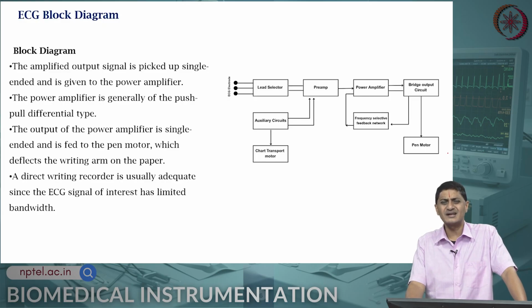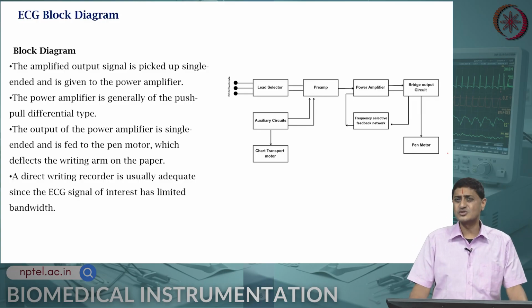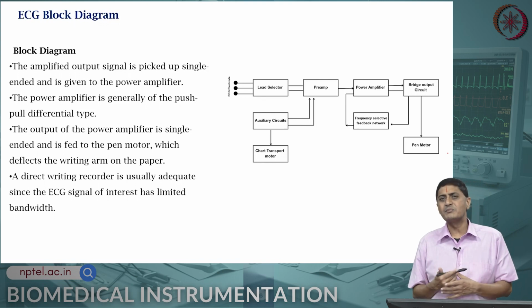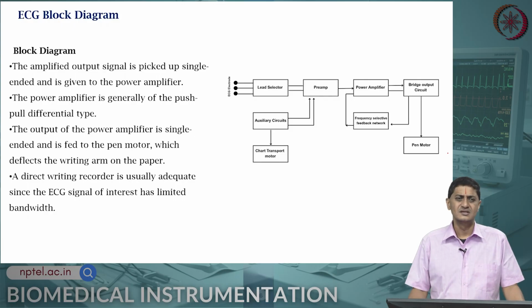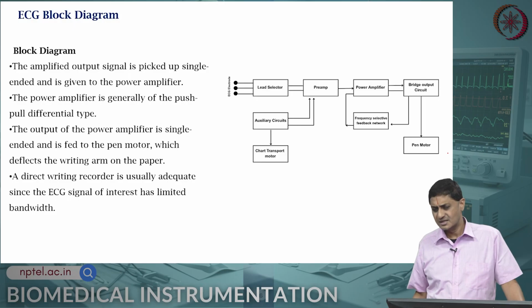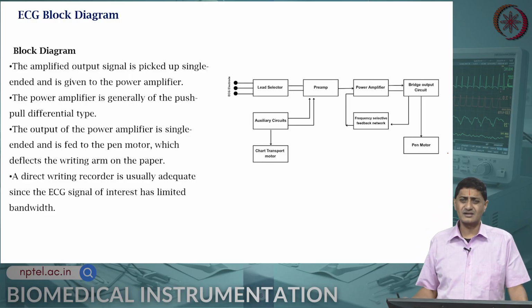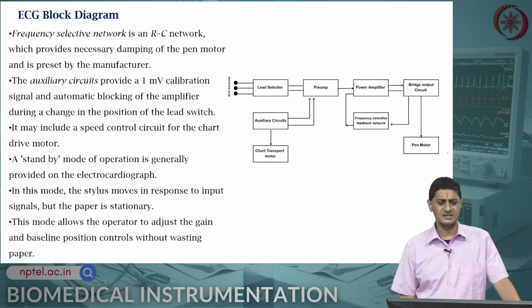Usually this sort of a direct writing recorder is adequate for the primary care setting, but there are also other more digital forms, the ones that can store and then do some pre-processing, and those forms are also available. The ECG signal of interest has limited bandwidth, so usually a direct writing recorder is sufficient and adequate, at least for the purpose of primary care settings.